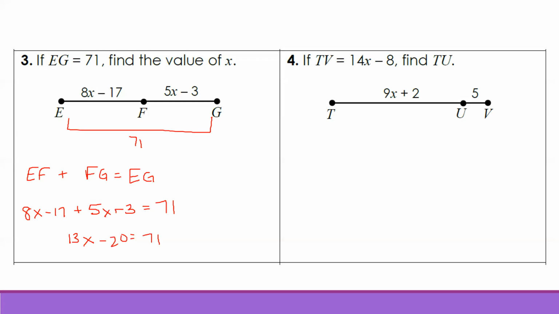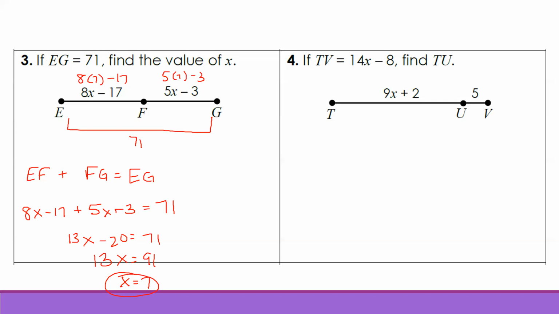And now I'm going to add 20 to both sides. And I'll divide both sides by 13. So x equals 7. To check my answer, I could come up here and plug that in. 8 times 7 minus 17. 5 times 7 minus 3. Evaluate both expressions and add them together. You'll get 71. If you don't get 71, that means you made a mistake somewhere.